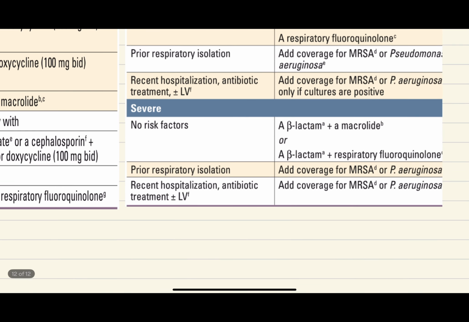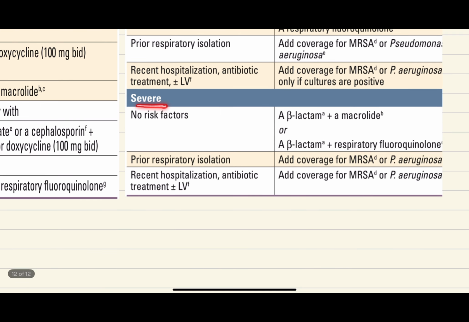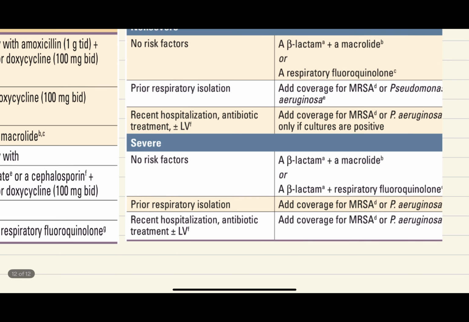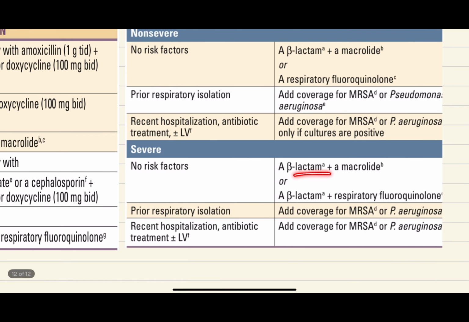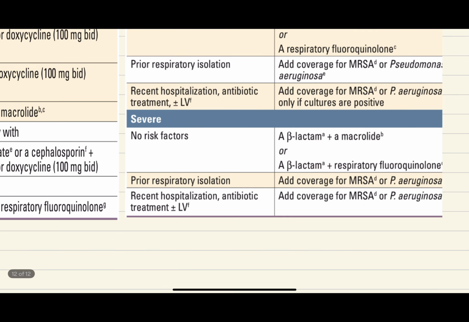If the patient is severe and has no risk factors, it's going to be the same treatment, a beta lactam plus macrolide, or now you are going to add a beta lactam to a respiratory fluoroquinolone. But if the patient has prior respiratory isolation, same, add coverage for methicillin resistant Staphylococcus aureus or P. aeruginosa. If the patient has recent hospitalization or antibiotic treatment, then you are going to add coverage for methicillin resistant Staphylococcus aureus or P. aeruginosa.